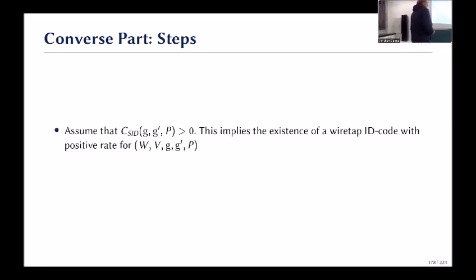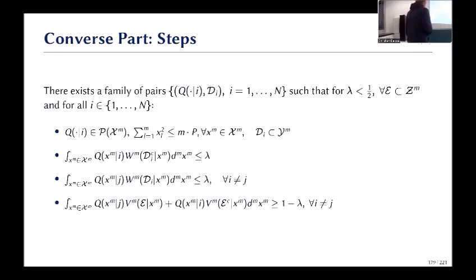This implies the existence of a wiretap code with positive rate. So first we have to show that they exist. I remind you what the definitions were, because there exists such a code. We know we find such a Q_I, such that the error of the first kind is smaller than lambda, the error of the second kind is smaller than lambda, and that the security criterion is fulfilled.